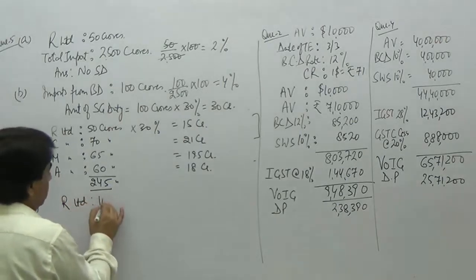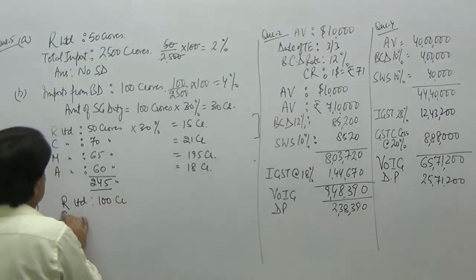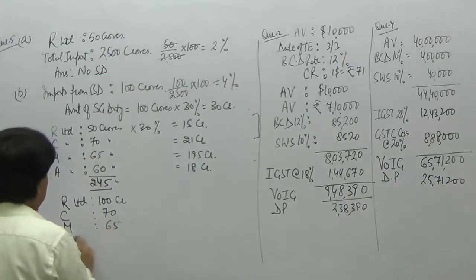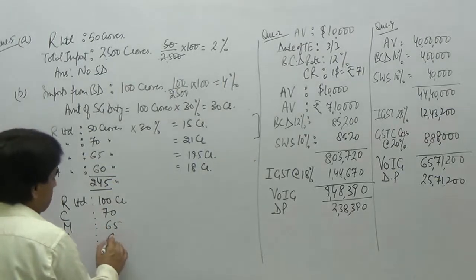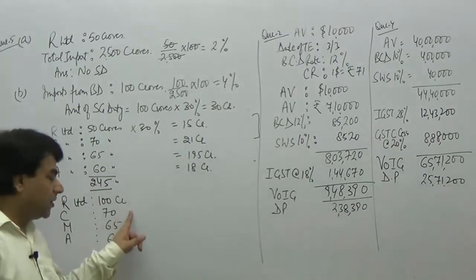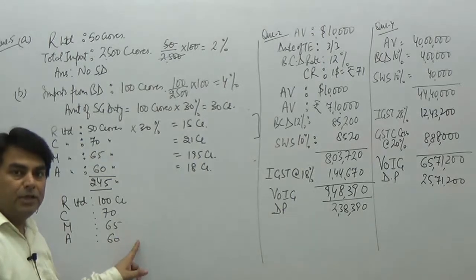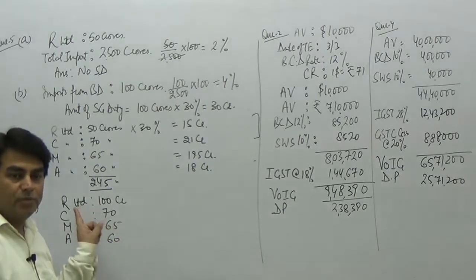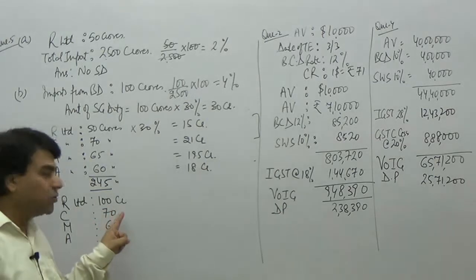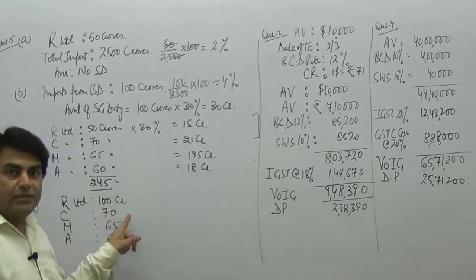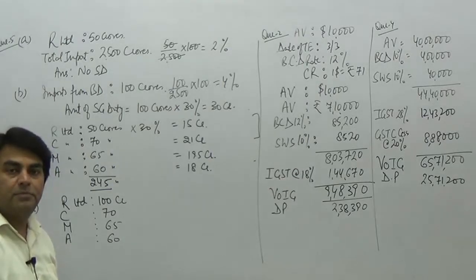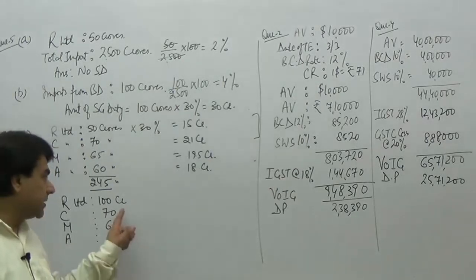R Limited, this would be 100 crores. C Limited 70, M 65, and A is 60. Please note that the import by R Limited from one of the developing countries, Bangladesh, is 100 crore. And when it is 100 crore, that means it itself exceeds the 3% limit given under point number 2 of safeguard duty. This exceeds 3%.